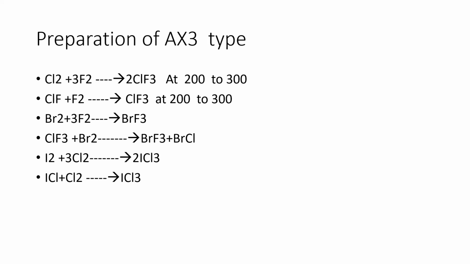When we look at the molecular shape of AX type, it is linear in shape. And if you look at the polarity, they are slightly polar in nature. AX type examples you have already come across: ClF, ICl, and BrF, etc.